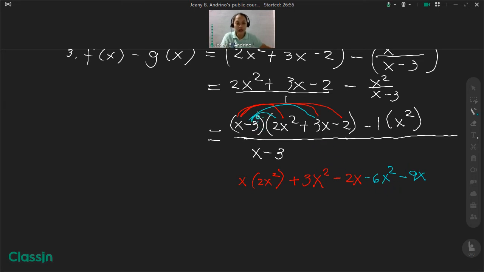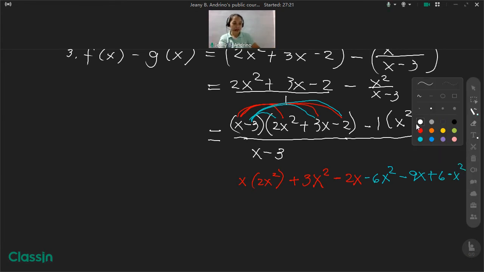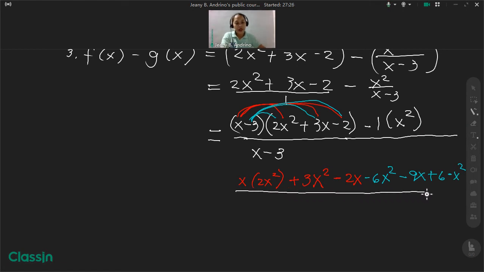Next, we go for negative 3 and negative 2. That will be positive 6 because we have negative times negative, or same sign times same sign when you multiply, that gives off positive. So it's going to be positive 6. And then we simply copy minus, and then 1 times x squared, that will be x squared. Let me change my pen. And then we go for copying our denominator. So we have x minus 3 for this one.